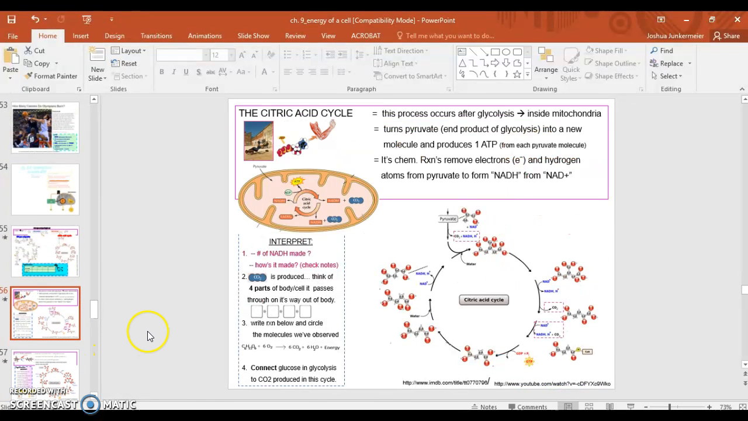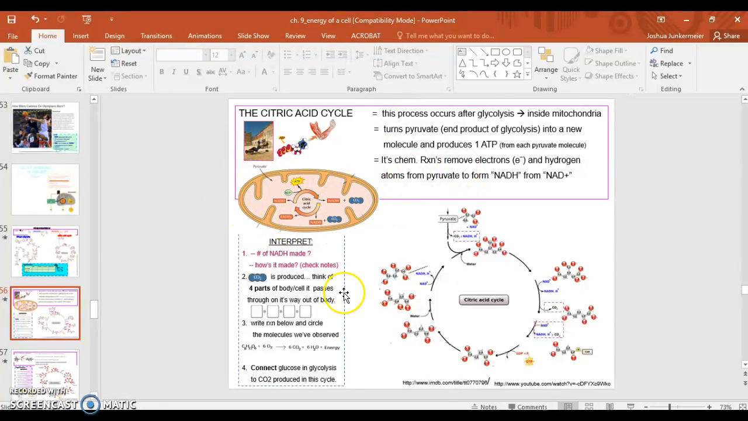Slide 56 gives us a specific definition for the citric acid cycle. We don't have special activities to study it. We study glycolysis deeply. The citric acid cycle is similar to glycolysis, and it's what happens to make a little more ATP. And as you can see, the citric acid cycle happens in the mitochondria.